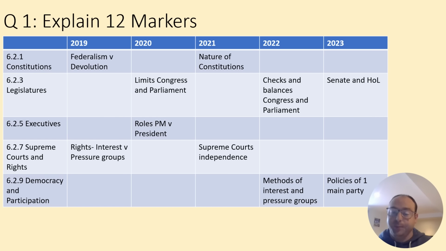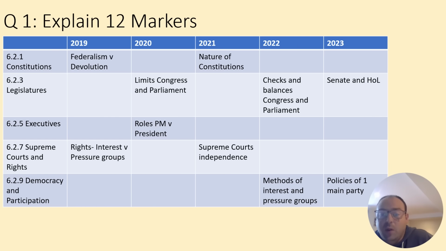Looking at the pattern, the examiner seems to have done bits from the same part of the spec the last 2 years. So we've got Congress and Parliament checks and balances, followed by the powers of the Senate and House of Lords. We've got methods of interest groups and pressure groups, and the policies of the main parties. So interest and pressure groups, then parties. They are different things, but they're from the same bit of the spec.